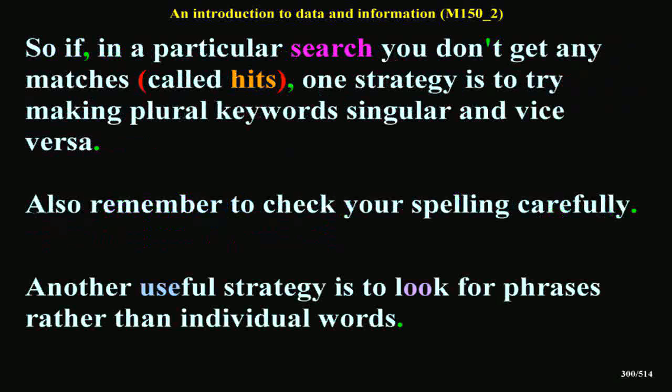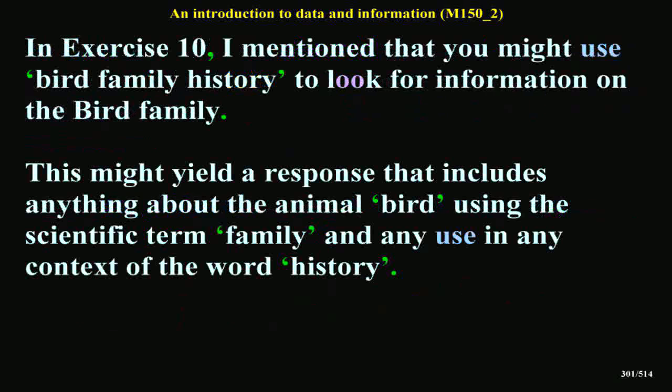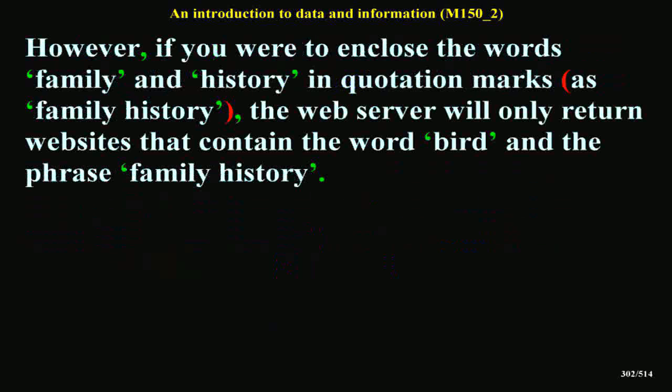Another useful strategy is to look for phrases rather than individual words. In exercise 10, I mentioned that you might use bird family history to look for information on the bird family. This might yield a response that includes anything about the animal bird, using the scientific term family in any use, in any context of the word history. However, if you were to enclose the words family and history in quotation marks as "family history", the web server will only return websites that contain the word bird and the phrase family history.